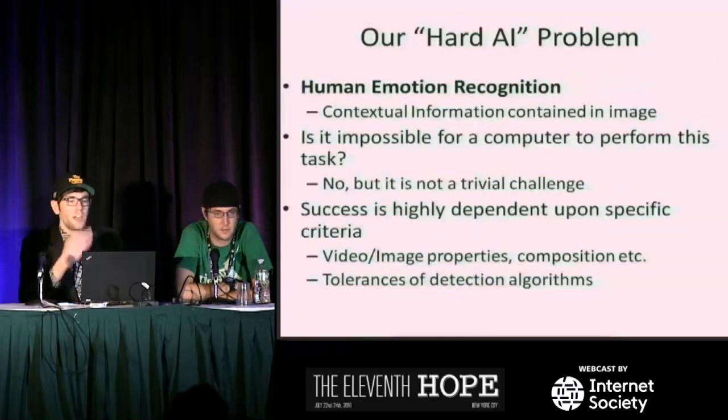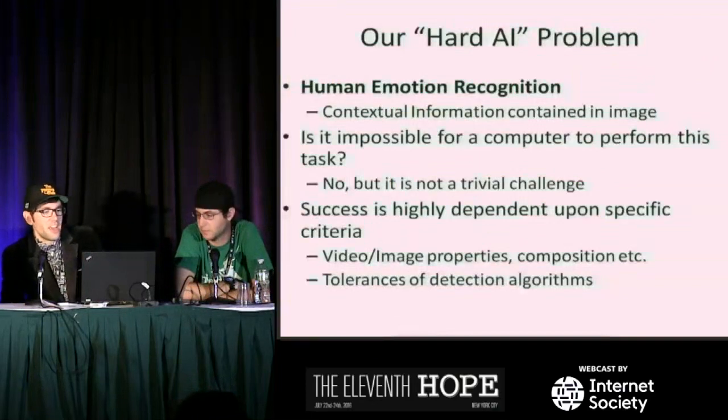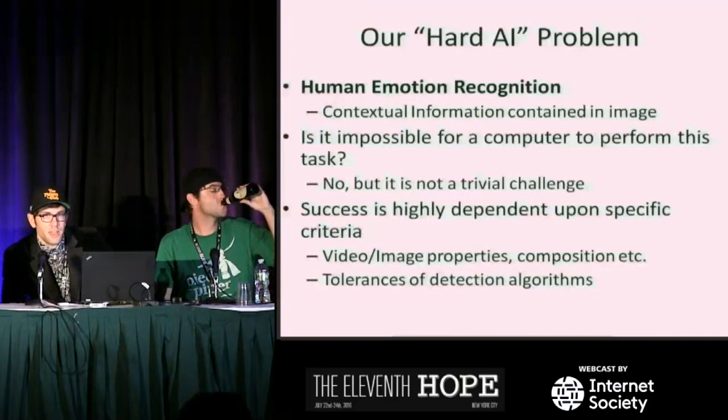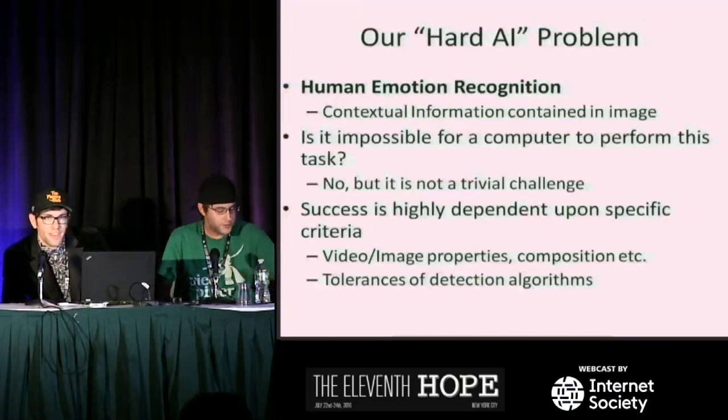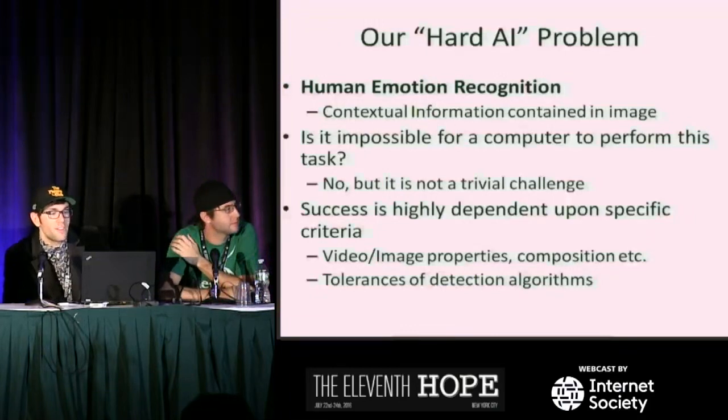Okay, so our hard AI problem, try saying that 3 times fast, is human emotion recognition. So what is that? It's contextual information contained in an image, right? When you look at a face, being able to read the emotion on the face is contextual. So great, you can detect a face, but do you know what the face is expressing? Is it impossible for a computer to perform this task? Absolutely not. Otherwise, we wouldn't be able to automate this in a meaningful way.